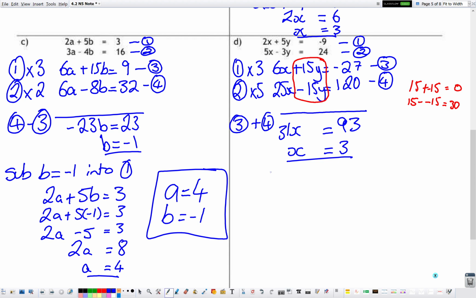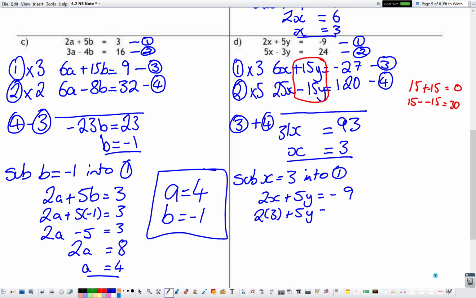x equals 3 is the first solution, and we're going to sub that into our easiest equation. What is our easiest one? Well, we'll stick to equation 1 because that's all positive. So 2x plus 5y equals minus 9. x equals 3, sorry, so 2 times 3 plus 5y equals minus 9. That's going to be 6 plus 5y equals minus 9. Take away 6.